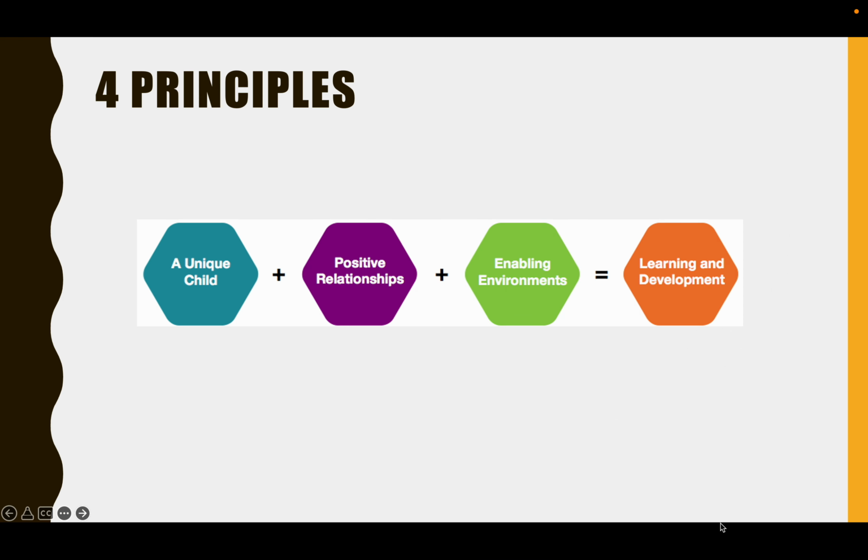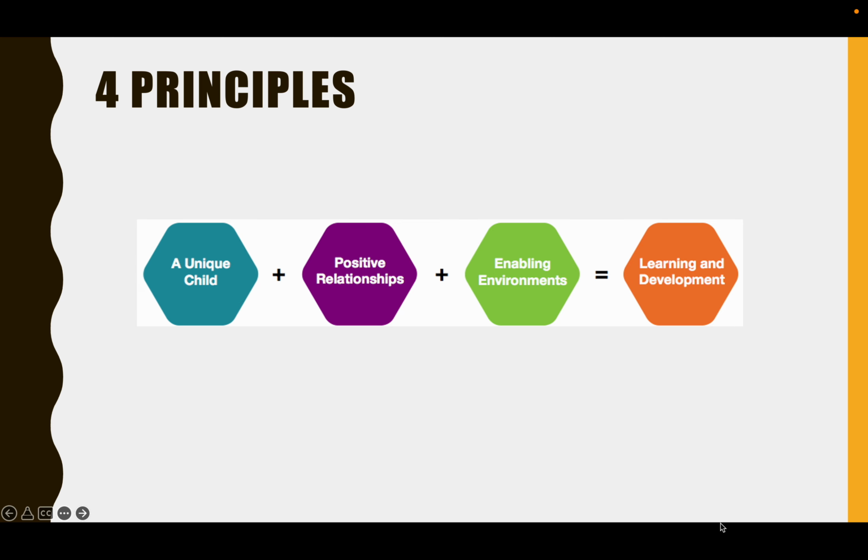The EYFS is based on 4 principles. The first principle is a unique child, and this suggests that every child is unique. No two children are the same. They have their own unique gifts, talents, and sets of challenges. The second principle is about developing positive relationships. That's with parents, with carers, for the children to develop positive relationships with the early years practitioners that are working with them, and to support positive relationships between children.